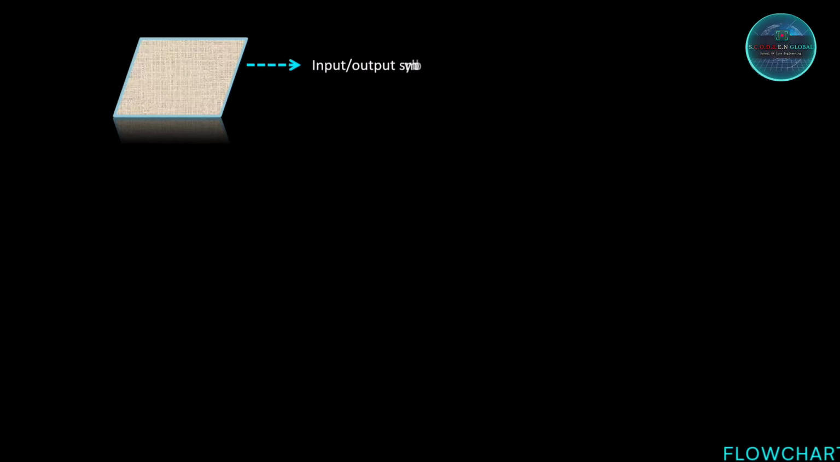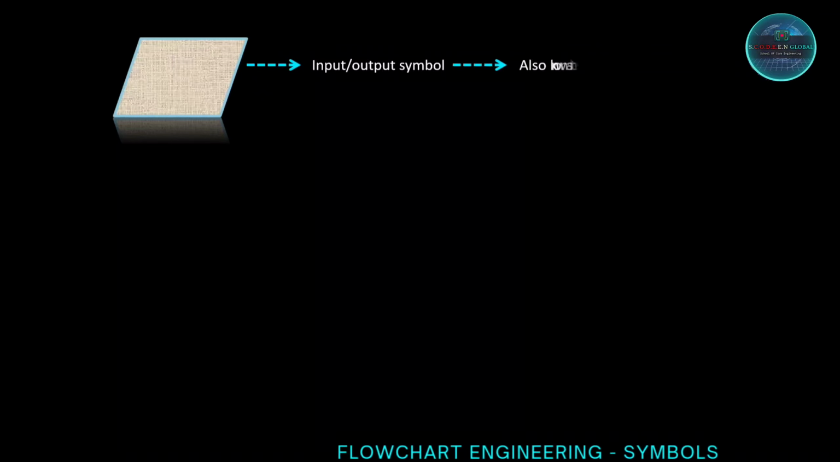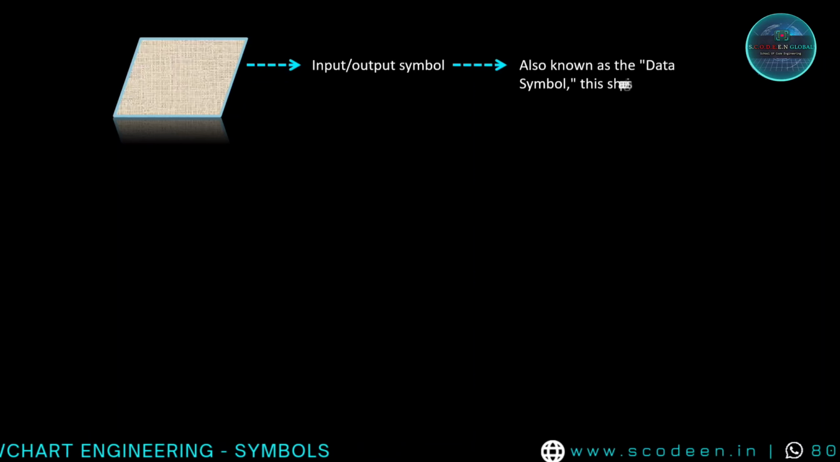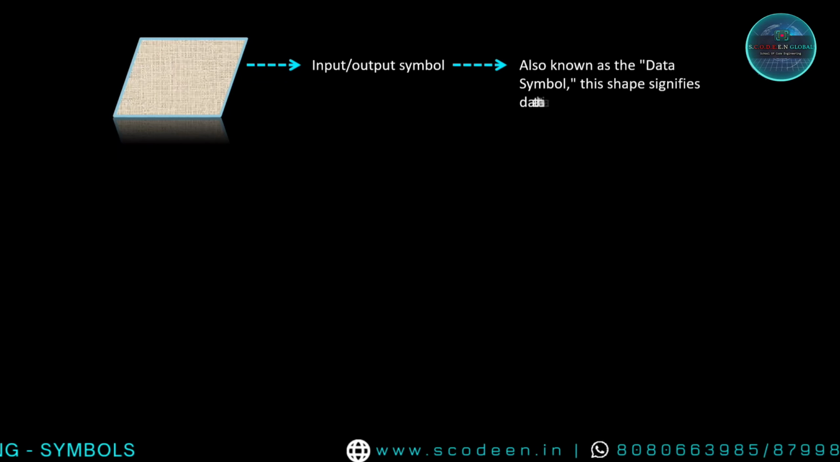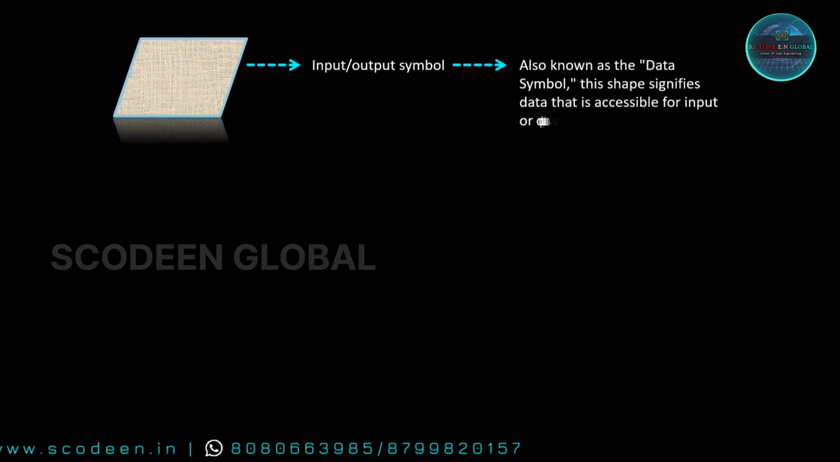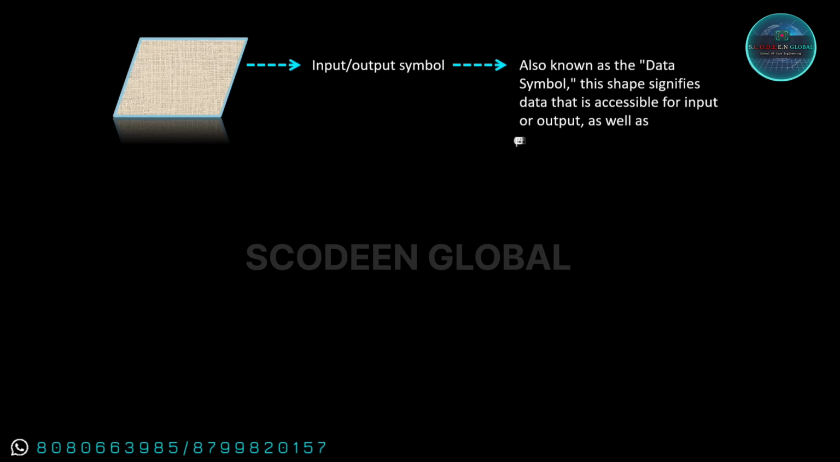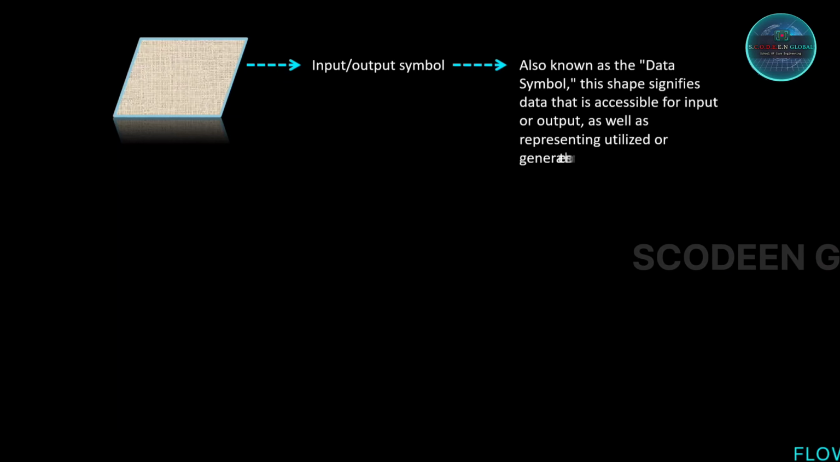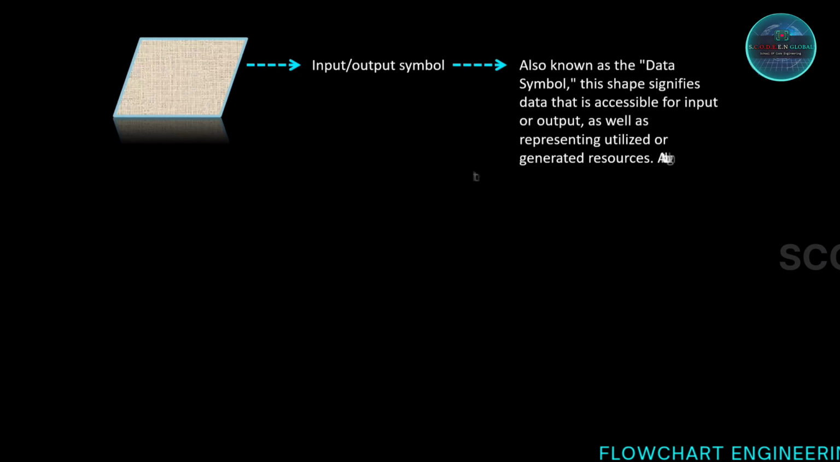The parallelogram shape is very important in any flowchart process. It represents the input and output symbols in a flowchart. Generally, it represents data. I mean to say, the parallelogram shape represents data and its value.